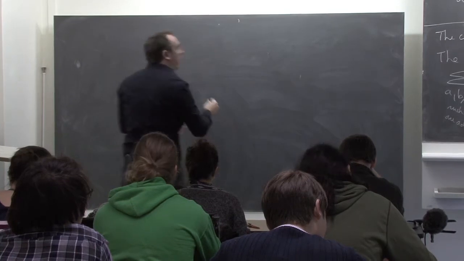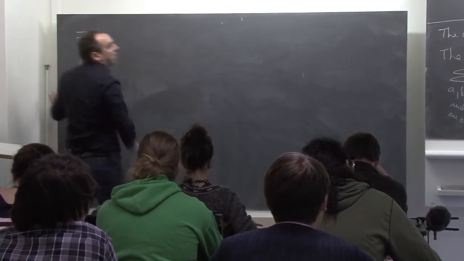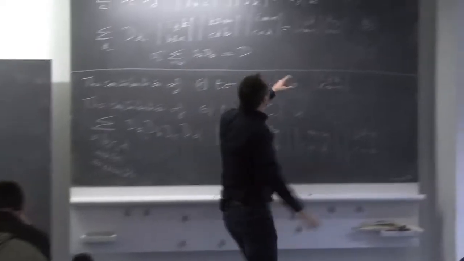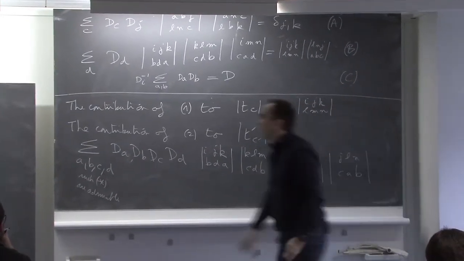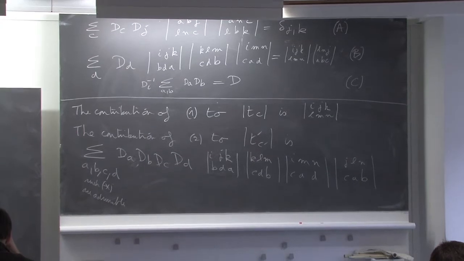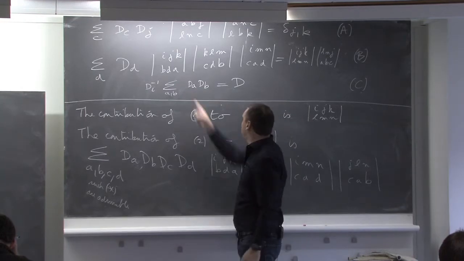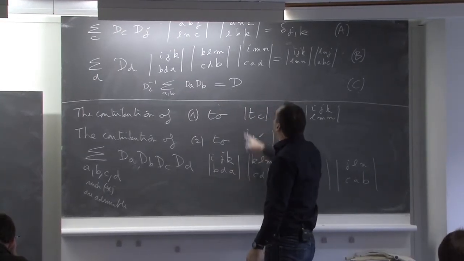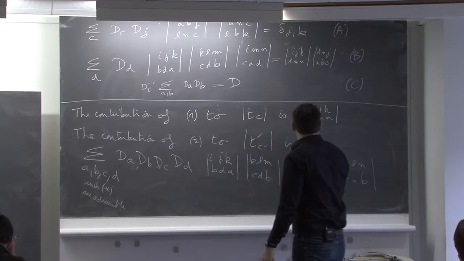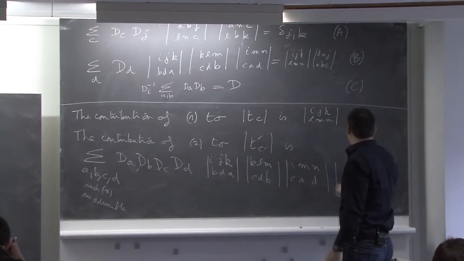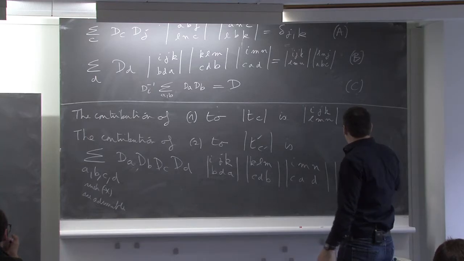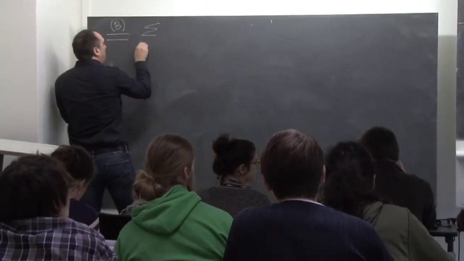If I use the relation B here. Okay, B. So I can take the sum over D, and we have here K L M C B D B, I M N C A D. So we have this number here. So we can apply A, so we have the sum of A.